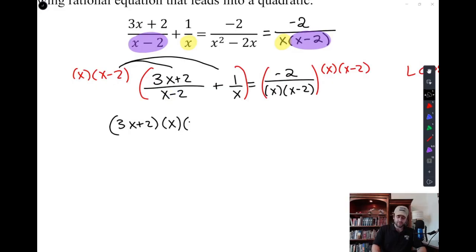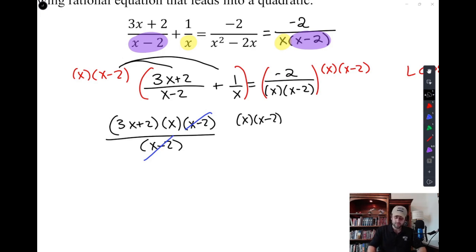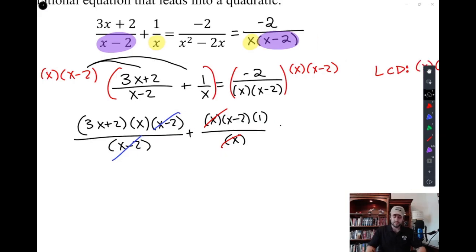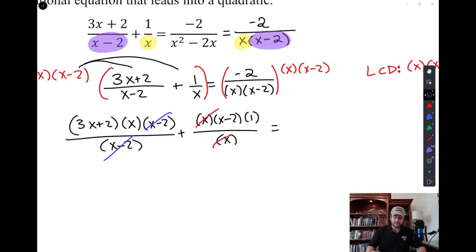If you want to see that happen, distribute the whole term and watch those x minus 2's cancel. And then if we distribute it to the second term, we're going to see x times x minus 2 times 1 over x. The other term's going to cancel, the x term, and that plus sign stays the same. And then equals, here we see everything cancel except for the negative 2.